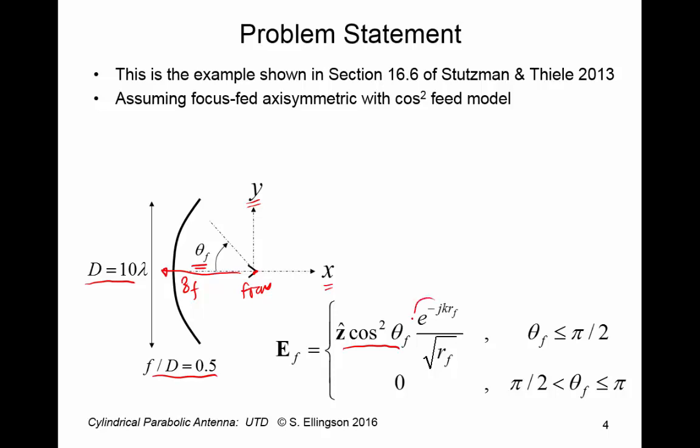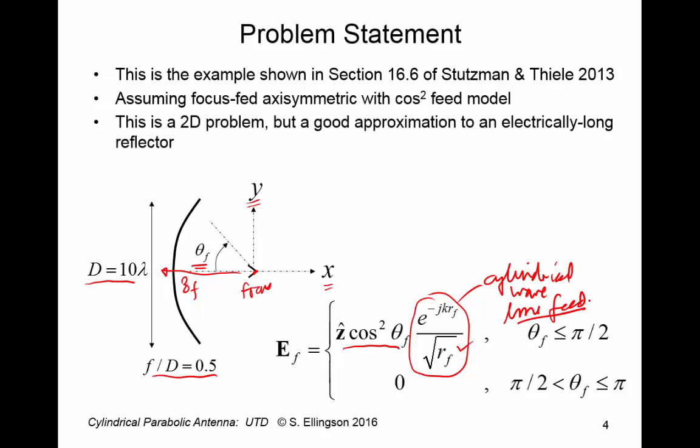And note here that because we're in 2 dimensions, this is a cylindrical wave, not a spherical wave. And the big difference is, of course, that the electric field drops off as 1 over the square root of distance, as opposed to just 1 over distance. And this is the kind of field that you would expect from a line feed. Line feeds produce cylindrical waves. So this is a 2-dimensional problem, but it's a very good approximation to an electrically long reflector. In other words, this would be a good approximation for a reflector which looks like this, where this dimension D is much less than this dimension.